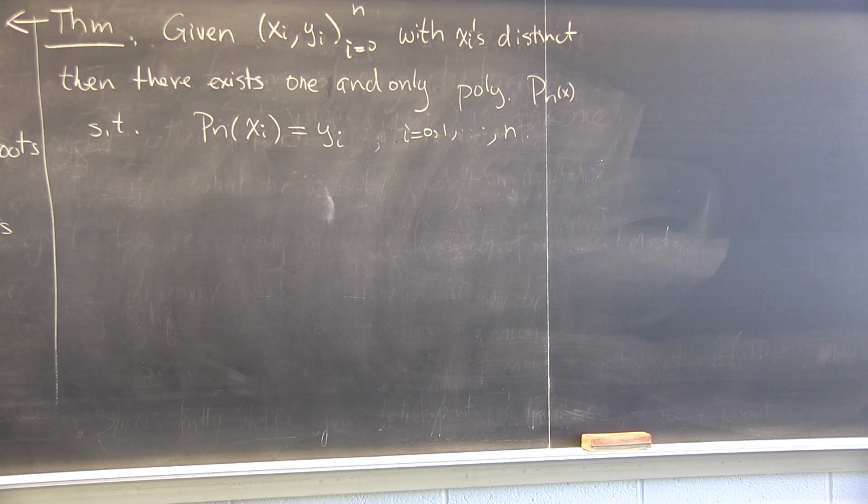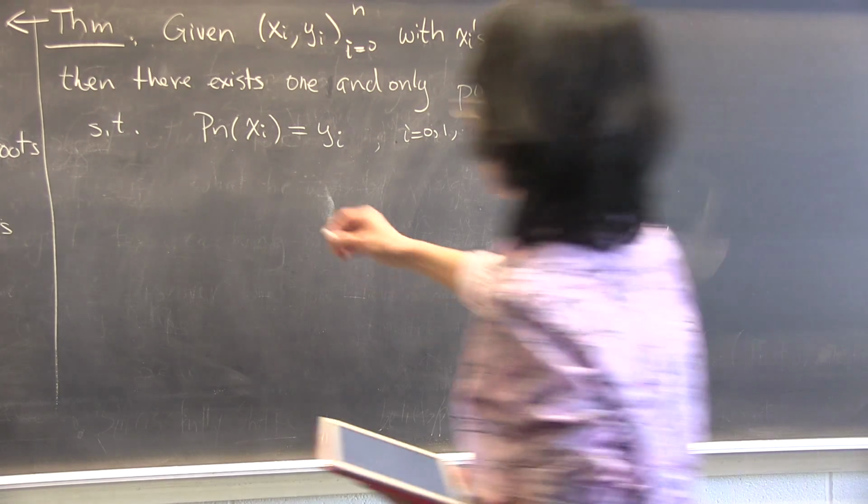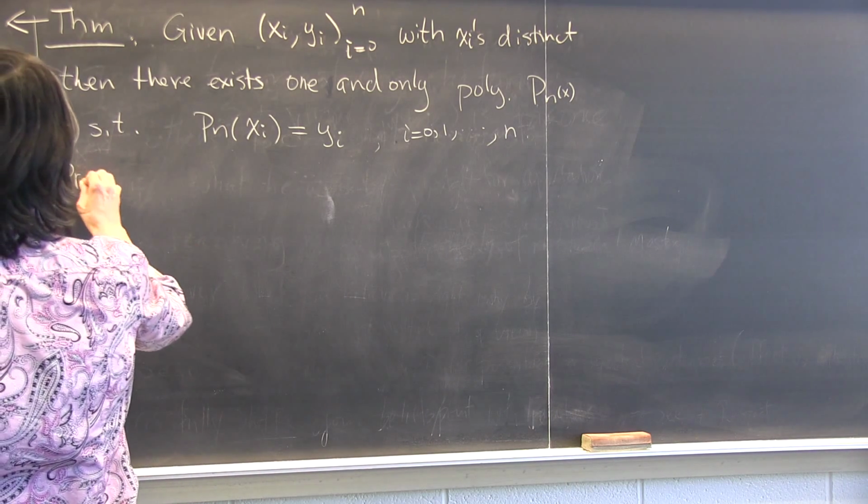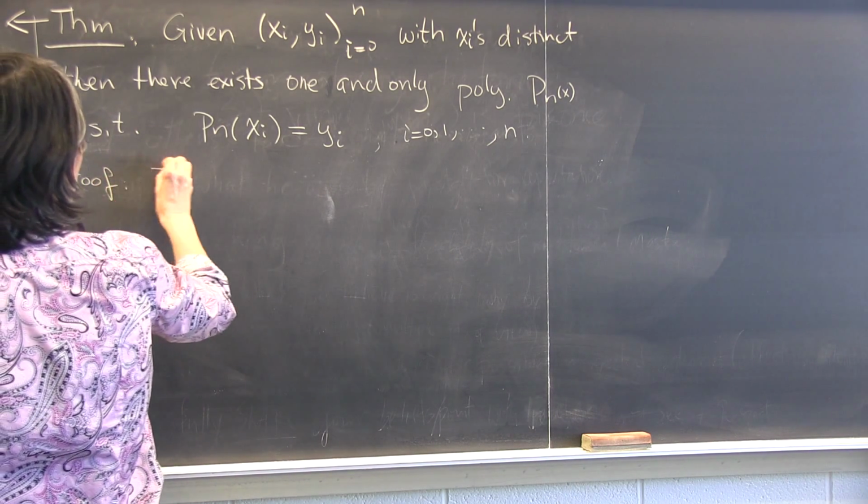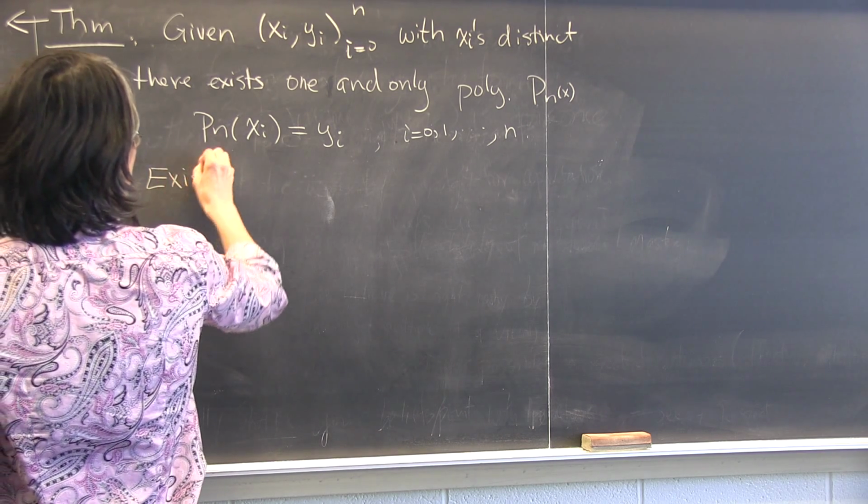So the theorem actually has two parts. One part is existence. It says for this interpolation problem there exists a solution. And the second part says there exists only one. So existence and uniqueness. Let's go through a little proof for that. It's a very short proof. So let's start with the existence.